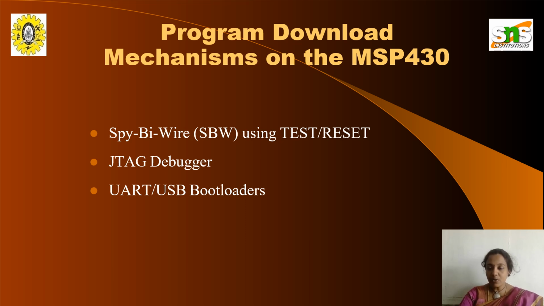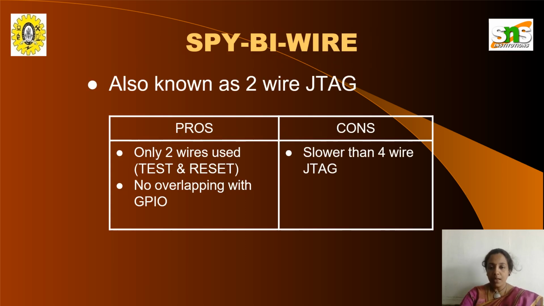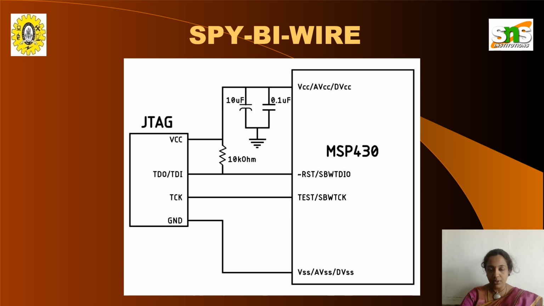Program download mechanisms on MSP430. So these are the bootloader and debugger which can be used for MSP430. Spy-Bi-Wire, also known as two-wire JTAG. So we have pros and cons. Only two wires are used for test and reset. Overlapping is not possible with GPIO. It is slower than four-wire JTAG. So these are the pros and cons.